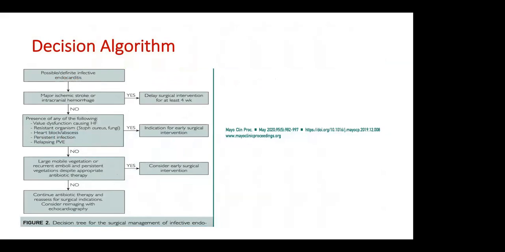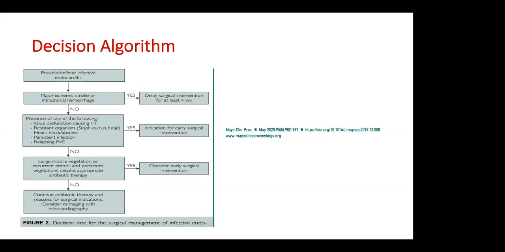This is a very nice algorithm. Again, algorithms help decision making. It's again from Mayo Clinic in May 2020. If you have a case of endocarditis, the first question you ask yourself is, does he have a major stroke, embolic or hemorrhagic? If he has a major stroke, then you delay surgical intervention for at least 4 weeks. This is what they do in Mayo Clinic.